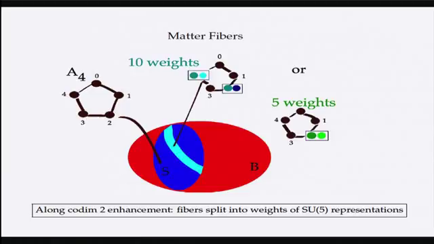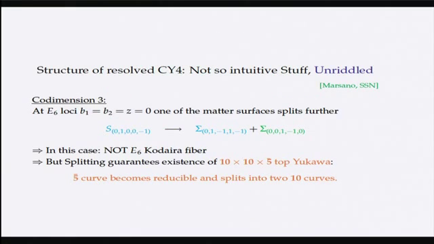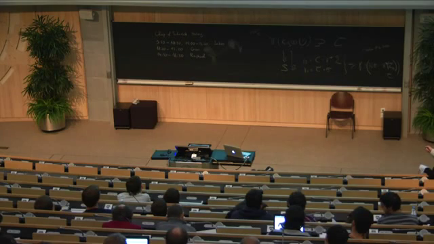And we said if you look at the fiber over this E6 point, this B1, B2, Z is equal to 0, these matter surfaces, right, they'll also split. If you compute the intersection of these things, then actually you don't find an E6 fiber. However, the splitting is actually in the following way. So you start with a surface, right, which is, say, with this weight here that appeared earlier, I think this one here. So that's in the 10 representation.